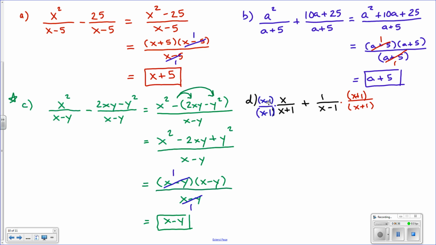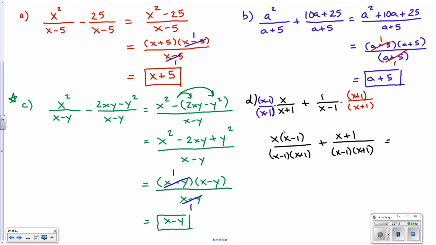Now let's look and see what we have. We've got x times the quantity of x minus 1 all over x minus 1 times the quantity of x plus 1. We're adding to that 1 times the quantity of x plus 1, so really it's just x plus 1 up here over that same denominator. Let's now combine it into a single fraction.